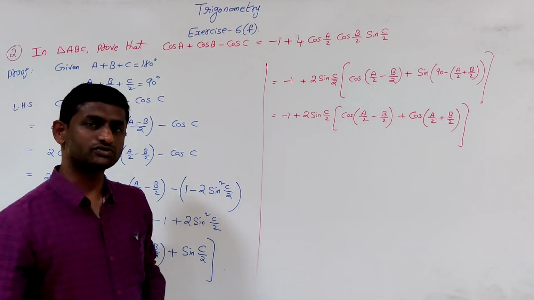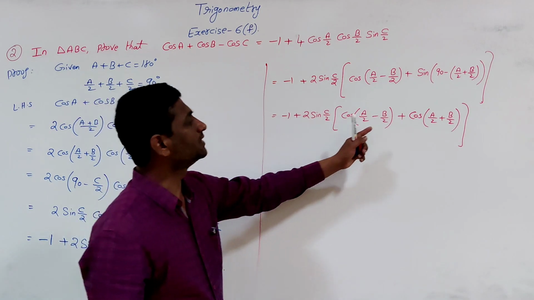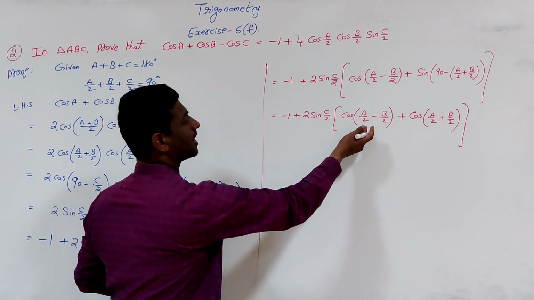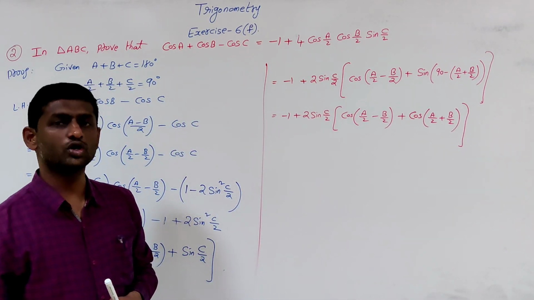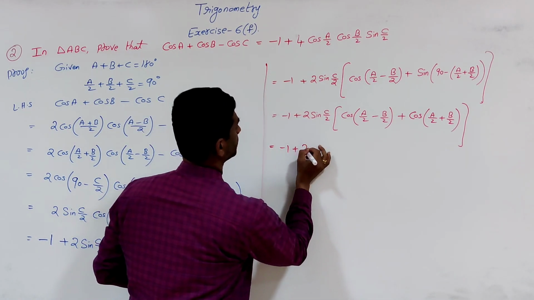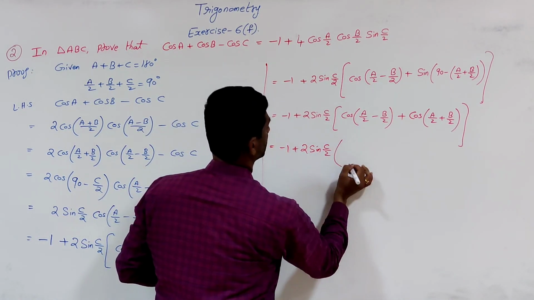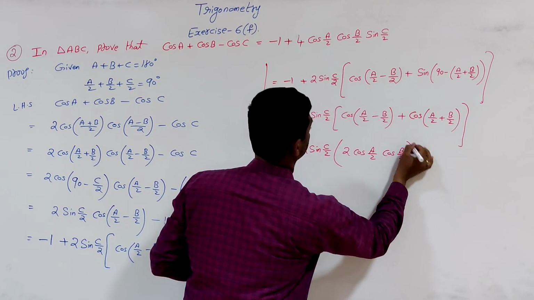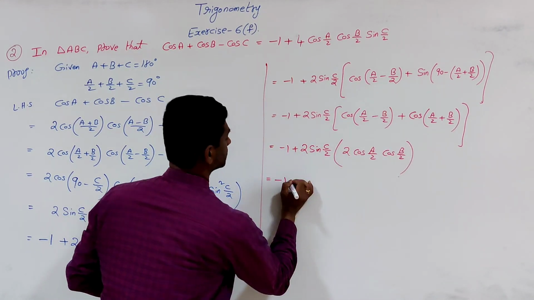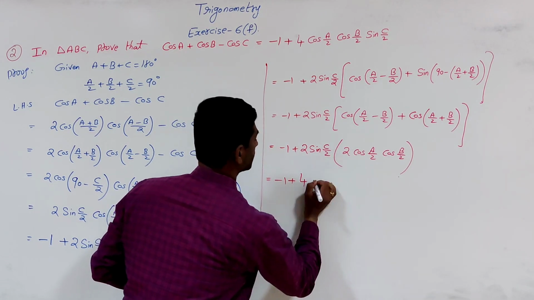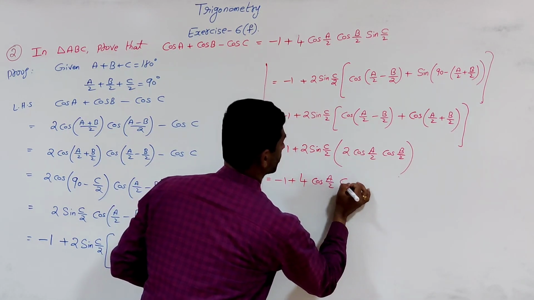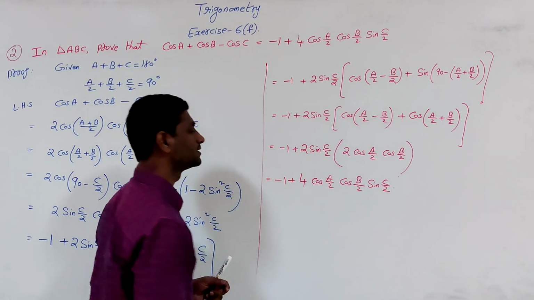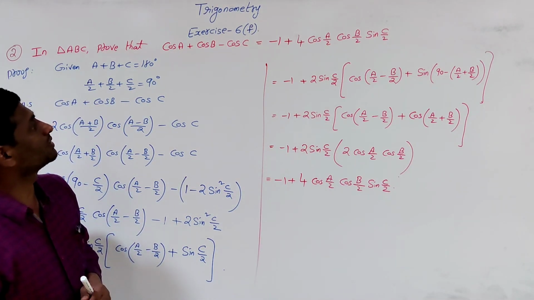Now you can apply the transformation or direct expansion. It is like cos of A plus B plus cos of A minus B. That gives you 2 cos A cos B. But here it is half of it, so it will be 2 cos A by 2 cos B by 2, minus 1, plus 2 sin C by 2 times 2 cos A by 2 cos B by 2, minus 1, which gives 4 cos A by 2 cos B by 2 sin C by 2. So that is the result of cos A plus cos B minus cos C.